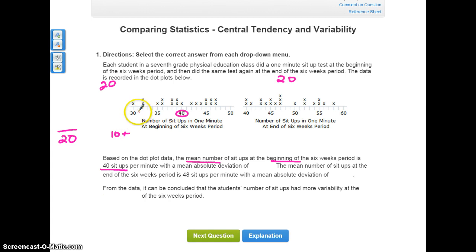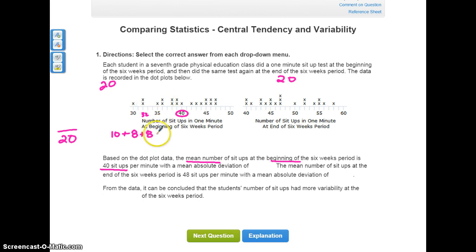Plus, this next one's 31. I don't have any x's here, so I'm not going to count there. Here, I have 32. And how many x's are there? I have 2 of them. So how far is 32 from 40? That is 8 units. So I add 8, but I have to add it twice because there are 2 people that had 32 sit-ups, and both of them are included in this data.